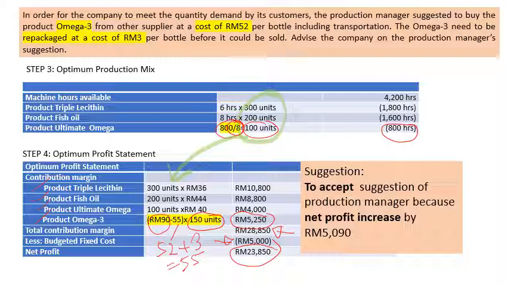Isn't it 5,090? 23,850 minus 18,760. Yes, 5,090. Where do we get this figure? This net profit 23,850 minus net profit from first requirement 18,760. Then you will get 5,090. Profit increase, better to accept.